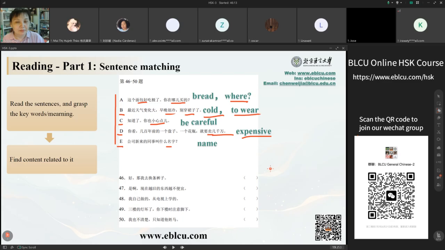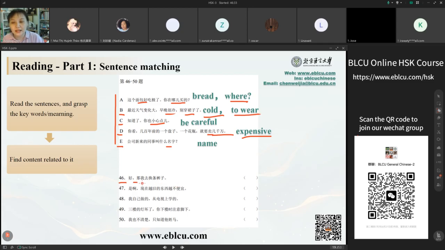Asking about name, right? Name. So right now we get the key meaning for the sentences. Now let's find the answer, like to match those topics. Okay, first one, number 46.